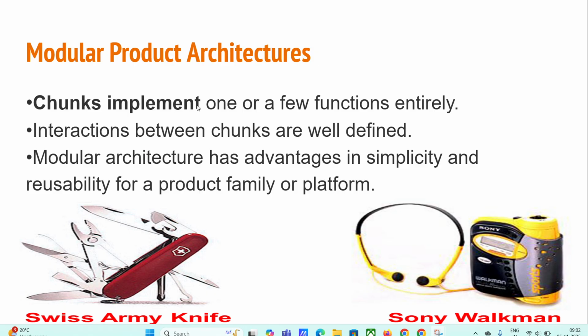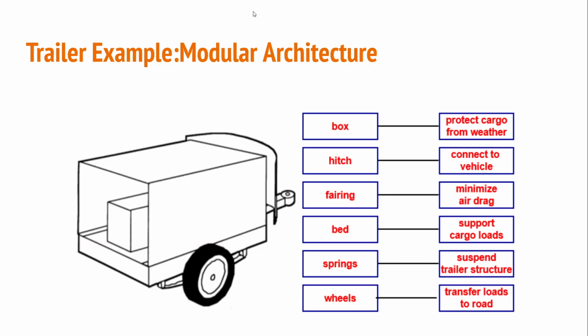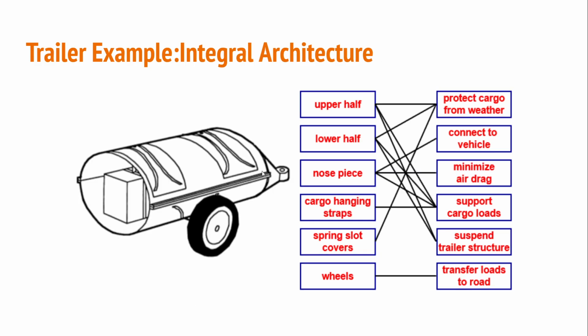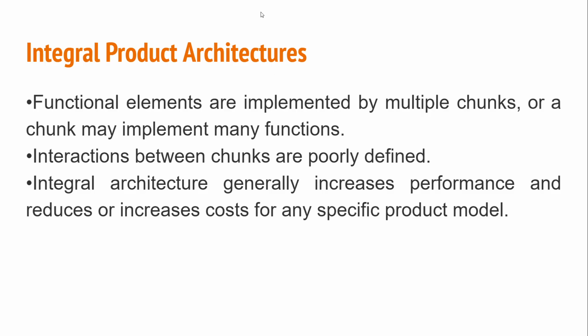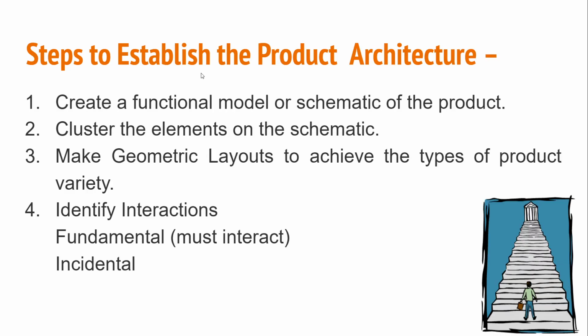So this is what we discussed in the previous slide. Trailer example: modular architecture means we have this trailer and these parts, and we divide it into different modules. And this is integral product architecture, in which functions are tightly linked, compact but complex. These are the steps to establish product architecture.